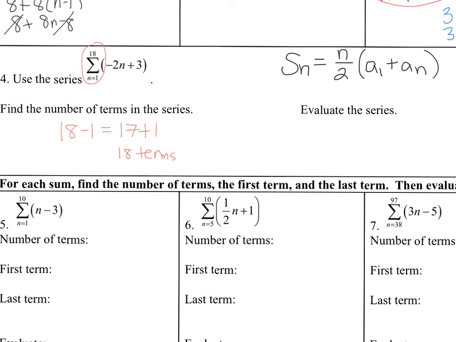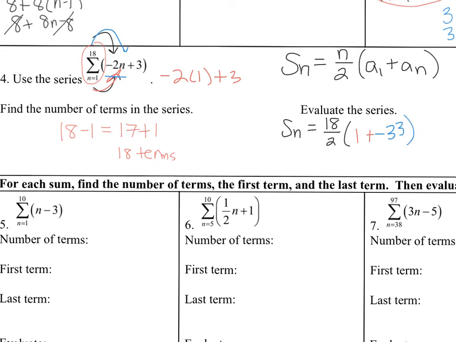This is where this summation notation is really handy, because it's easy to get the first term and the last term by plugging in the lower limit and the upper limit. So the sum of the sequence is the number of terms, so in this case there's 18 terms, divided by 2. Now to get the first term, I'm going to plug in 1. So it's going to be negative 2 times 1 plus 3, so that's 1. To get the last term, I plug in the upper limit, 18, so it's negative 36 plus 3 is negative 33.